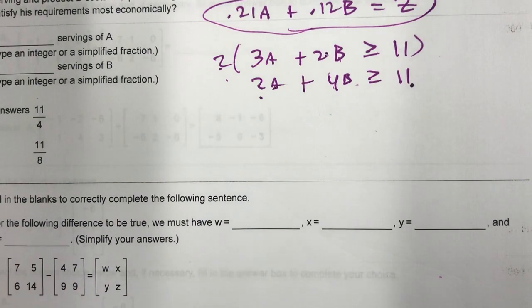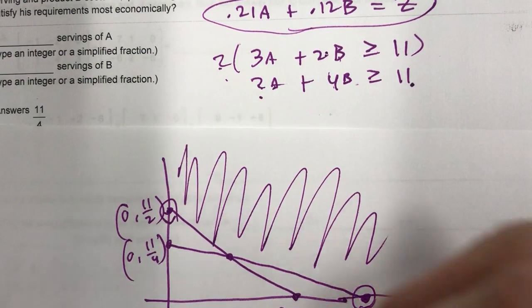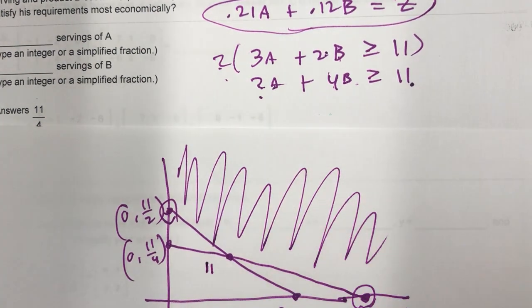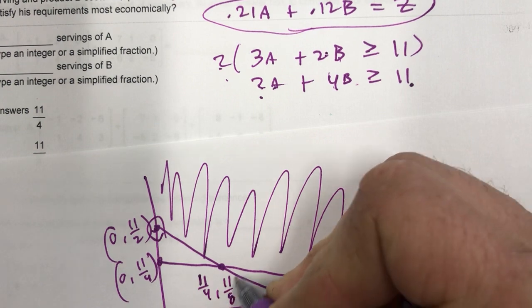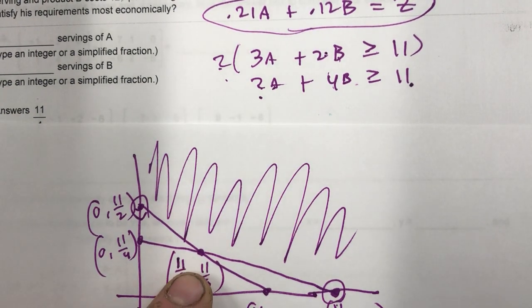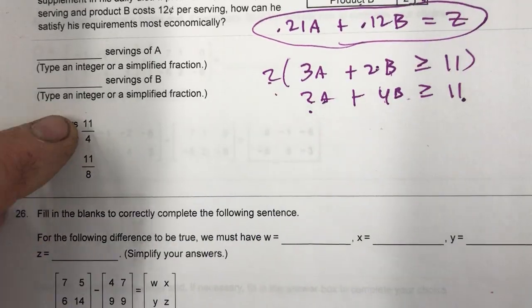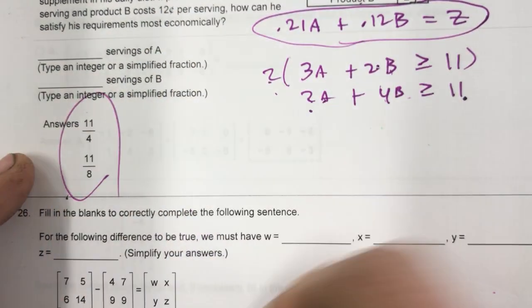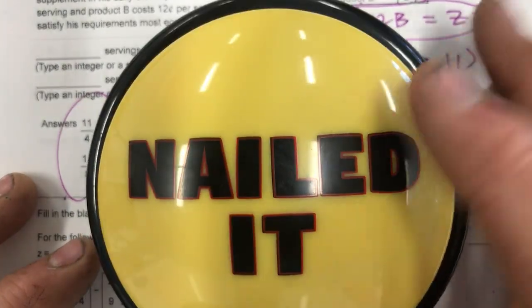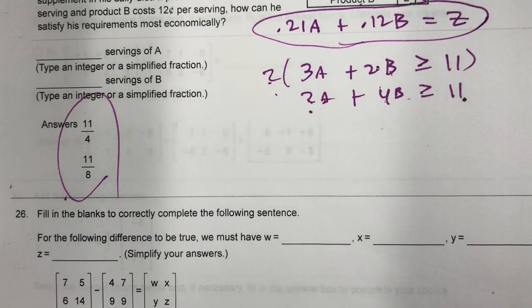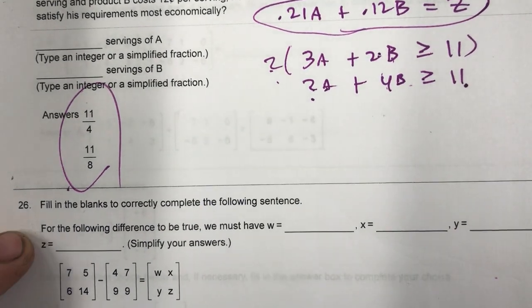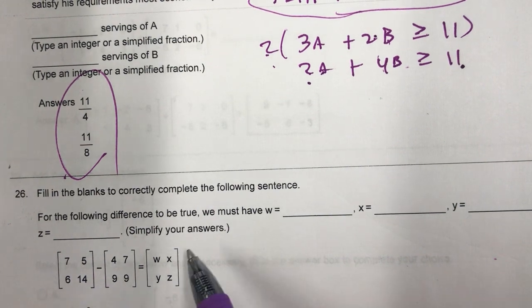And I think, what do I do with my graph? This is 11 over 4, 11 over 8. And I think this would be my answer right there. And you can see right there it is. So I nailed it. I nailed it. All right, 26.